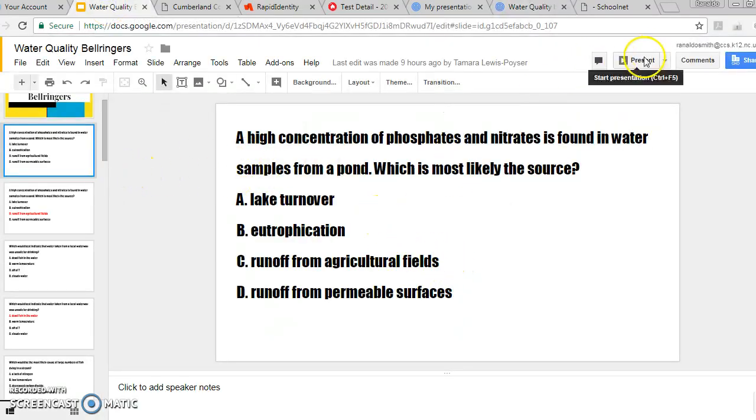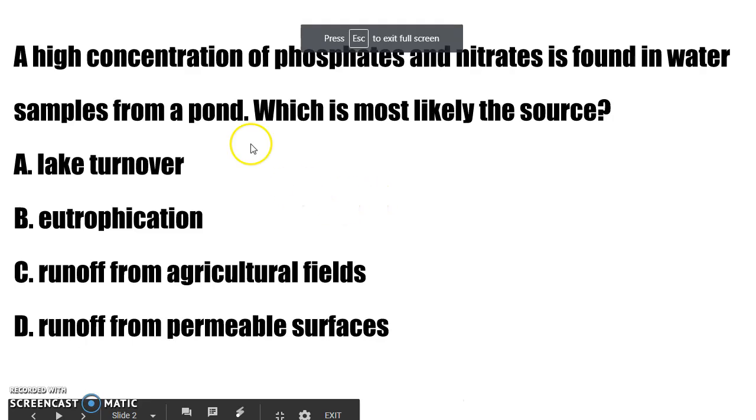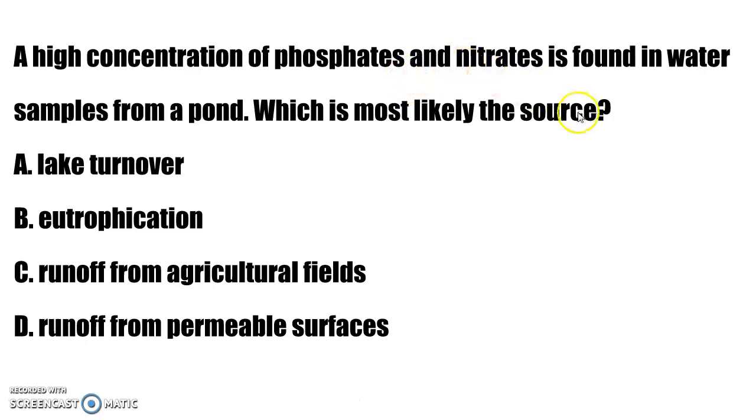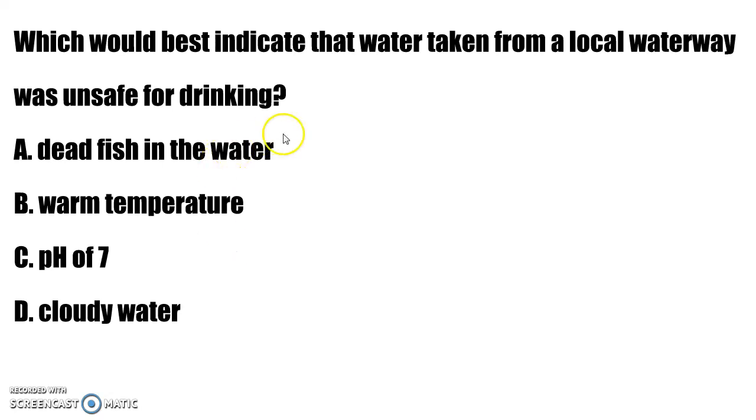So here's question number 1. It's going to say a high concentrate of phosphate and nitrate. When you see these two words, you have to think fertilizer. That's what it means. And agriculture means farming or raising of cattle or livestock. This indicates the water is unsafe.